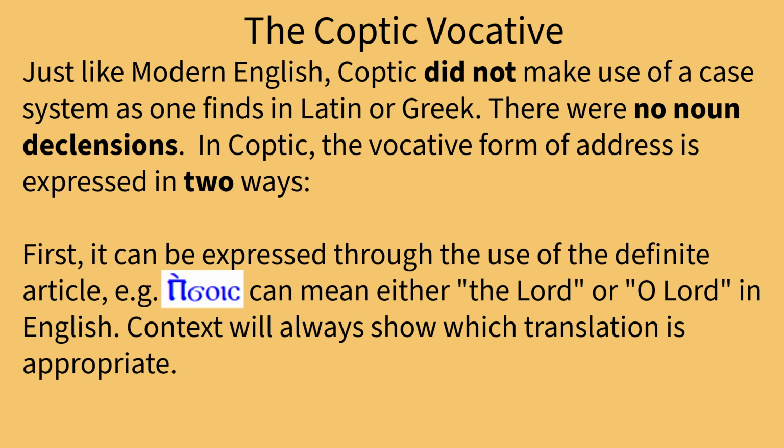So, for example, ab choice. Ab choice can mean either the Lord or O Lord in English. Context will always show which translation is appropriate.